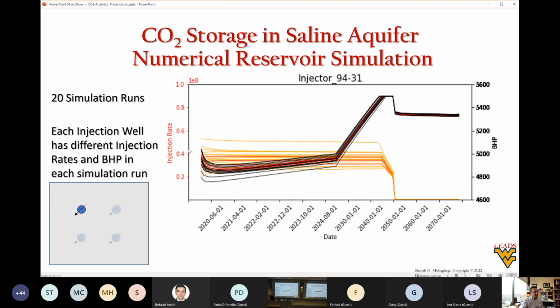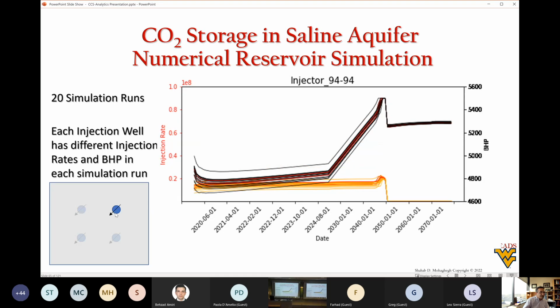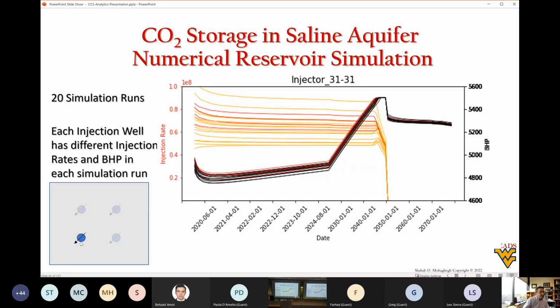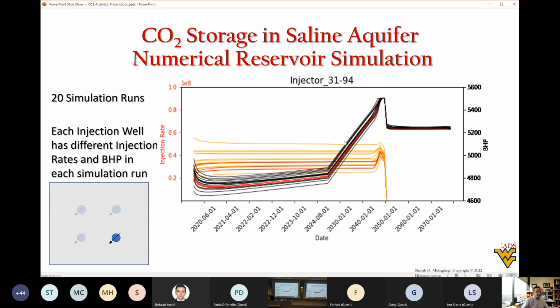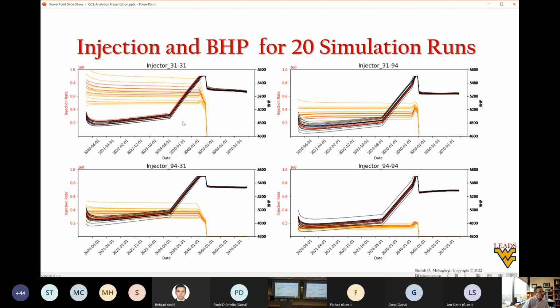So what you're looking at is this injection well. Since we have 20 simulation runs, you have 20 injection rates and 20 BHP values. Each one of them represents one of the simulation runs. This is for this well. These are the 20 for this injector, this is 20 for this injector, and this is 20 for another. As you can see, each one of them is completely different. It was not exactly the same. So these are the 4 injectors, with the 20 injection rates and 20 BHP values for the wells in the 20 simulation runs that were made.